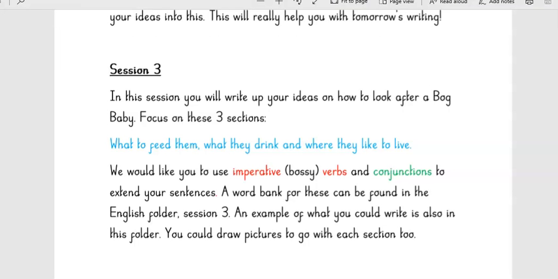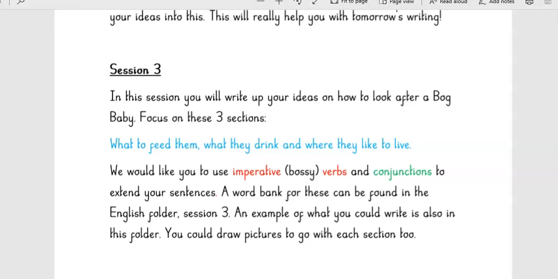Now for session 3, you are going to need your plan from session 2 because you're going to write up your ideas on how to look after a bog baby. Now that would be a lot of writing for one session, so we're going to spread it over 2 sessions. So today, focus on writing up what to feed them, what they drink, and where they like to live. What to feed them and where they like to live will probably be longer sections than what they like to drink. Today, though, we'd like you to focus on using imperative verbs.